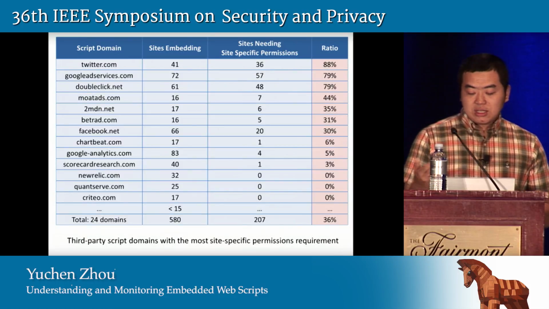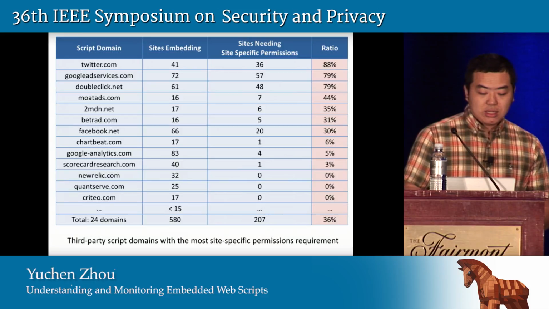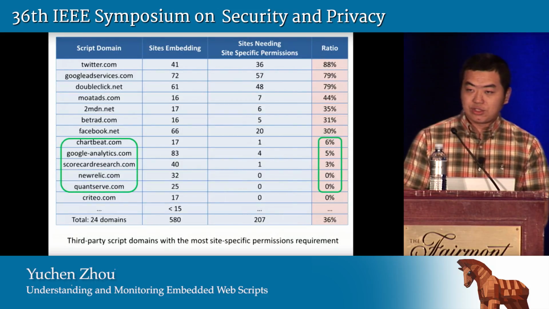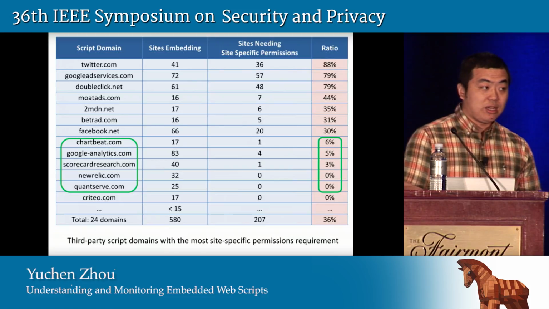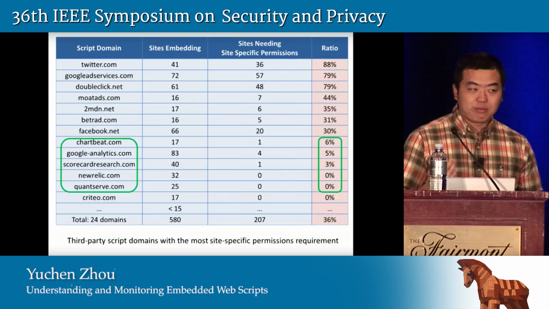There's also this list of all the third-party domains that we've investigated. And actually, if you look at the bottom part here, these Chartbeat and Google Analytics, these are all analytic scripts. So they would require the least amount of site-specific permissions.